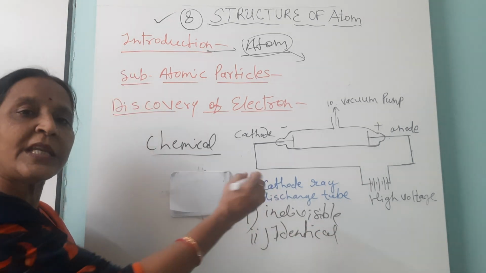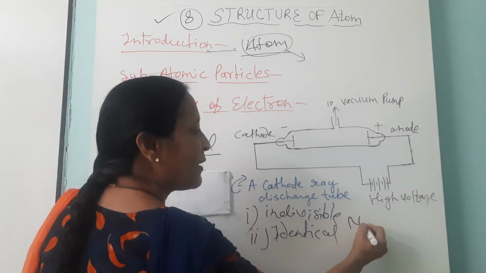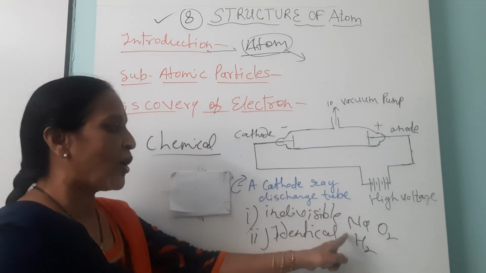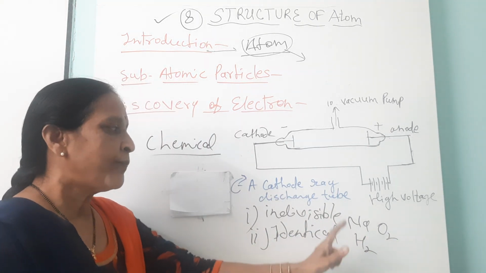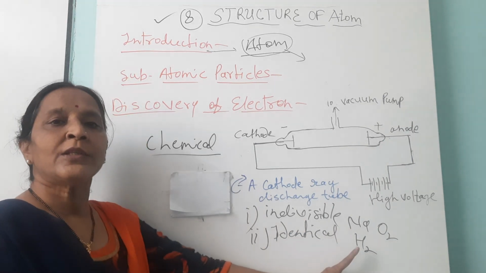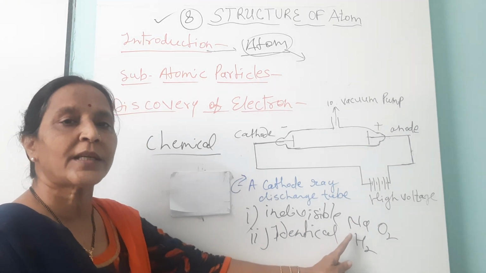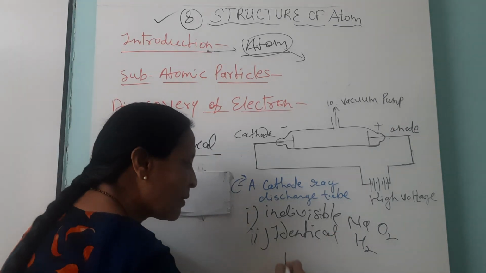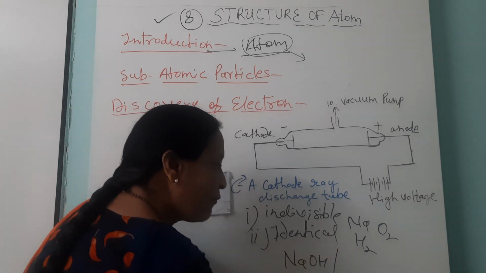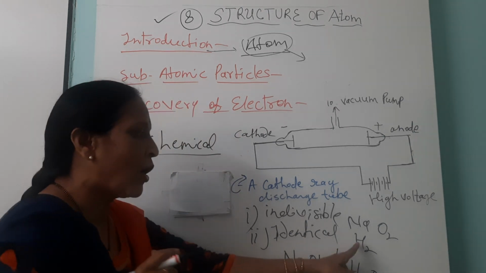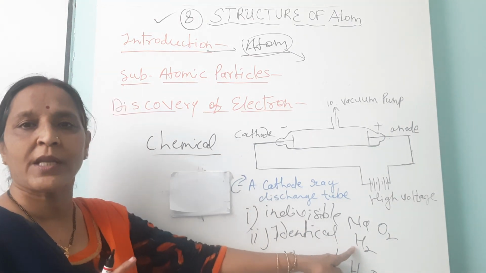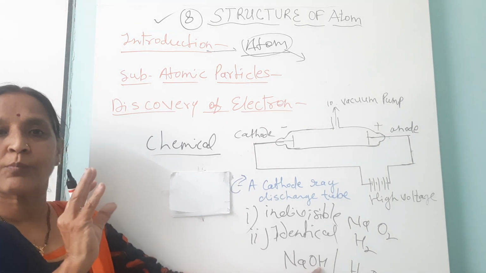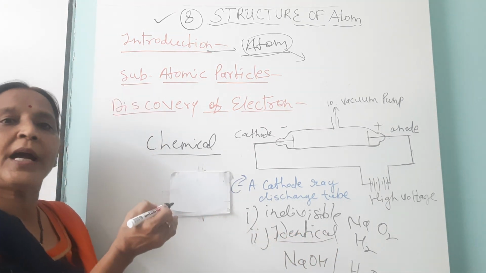Identical in nature means that if I have sodium, hydrogen or oxygen, all are made up of atoms, but the atoms of hydrogen show similar characteristics and properties. Whether hydrogen is present in NaOH or in H2O, the property of the hydrogen atom remains the same. This is the meaning of the word identical.